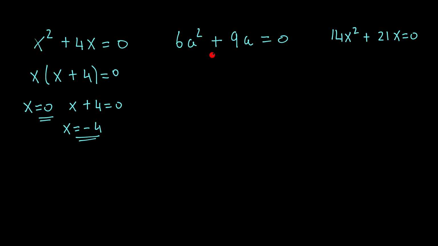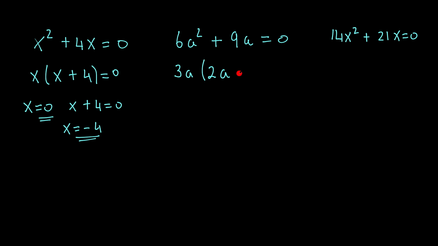Now let's look at the next one here. So we've got 6a squared plus 9a and that's equal to 0. This time you have two coefficients in front of the a squared and a. Now they both have a common factor and that would be 3, so I can take a 3 out. There's an a squared here and there's an a here, so I take an a out. Now the next thing I need to ask myself is 3a times what gives me 6a squared. Of course, to get the 6, I would need to multiply by 2. To get the a squared, I need to multiply by a.